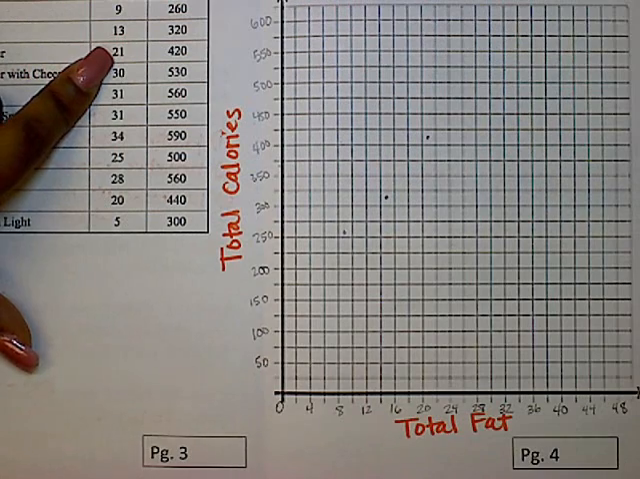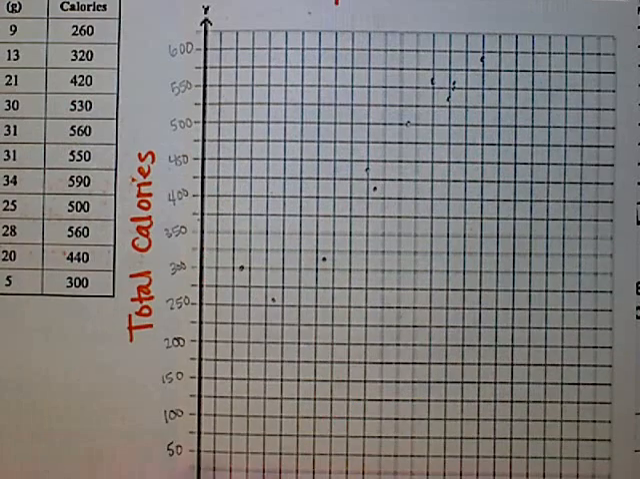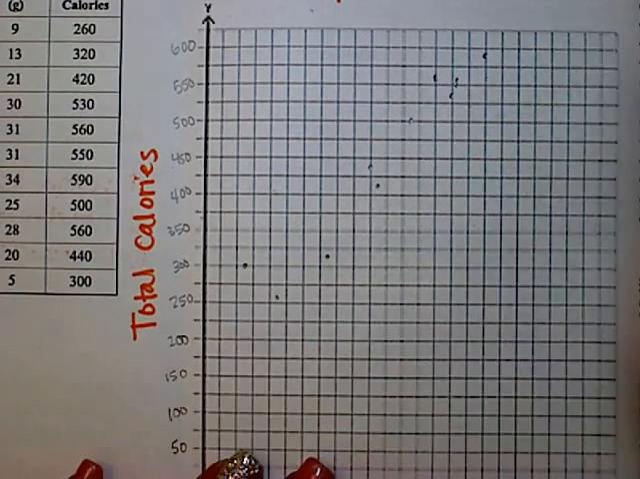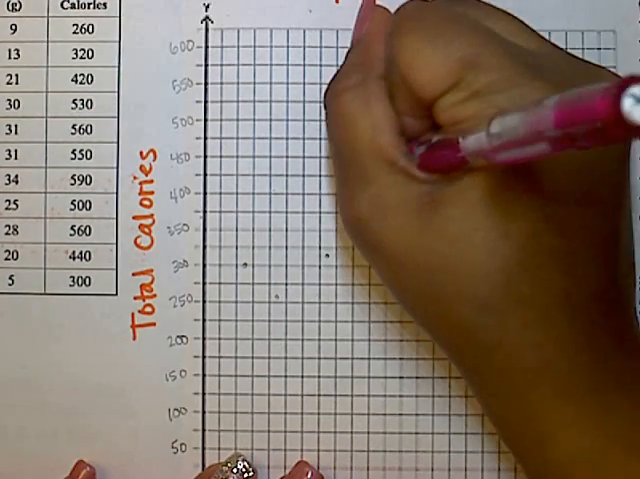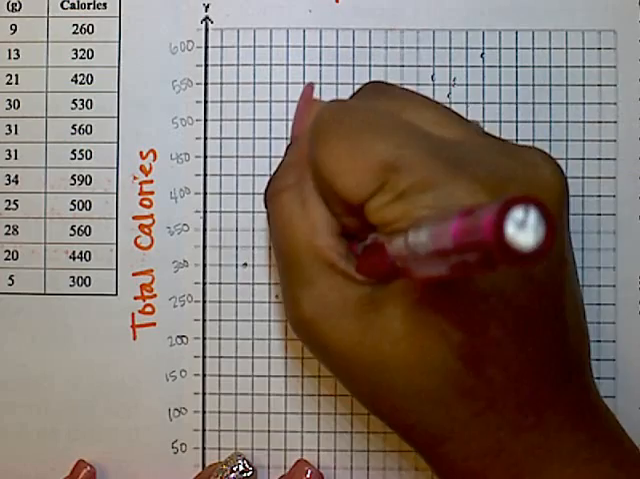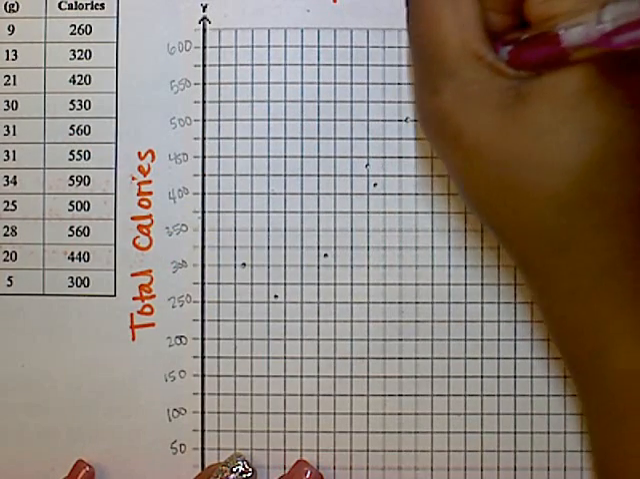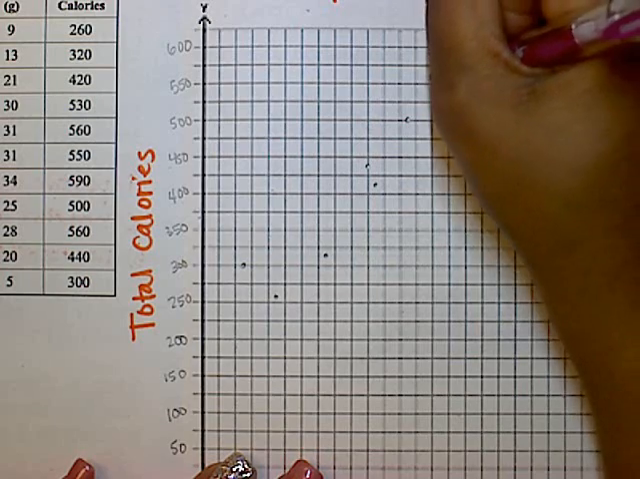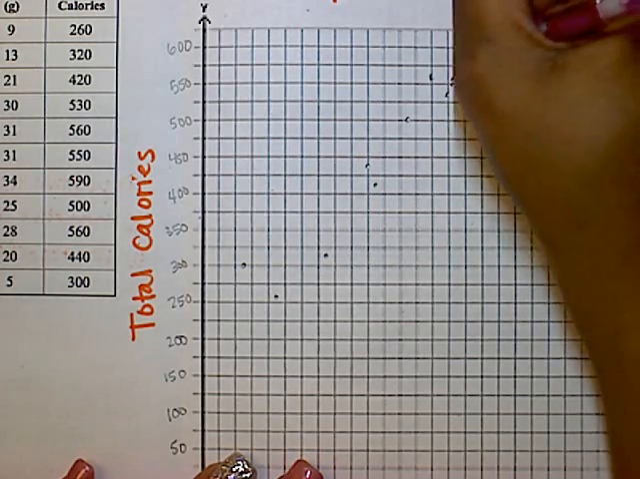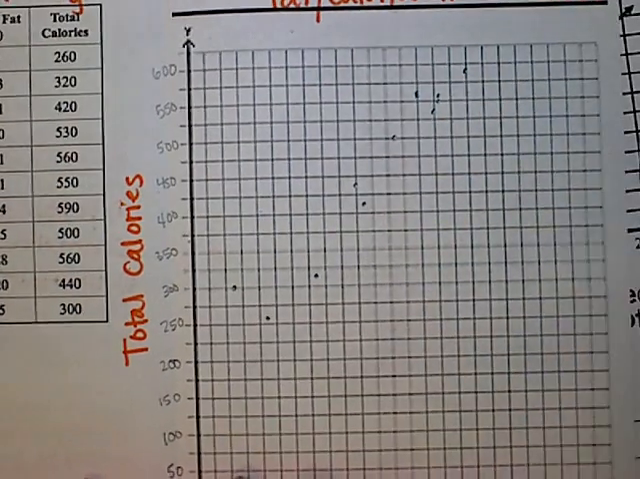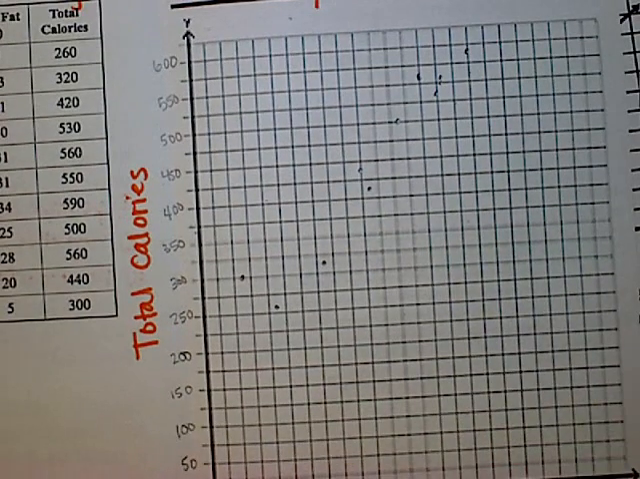I'm going to pause it so I don't take up too much time. Okay, so I plotted all my points. And as you can see, we can already tell the trend or the association that we see. So the association is like increasing. So as total fat increases, calorie increases.